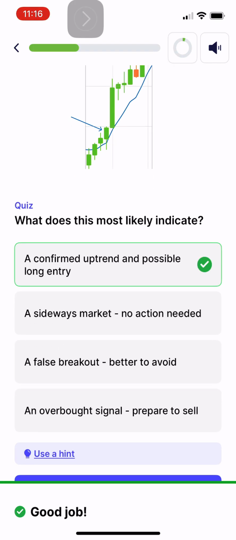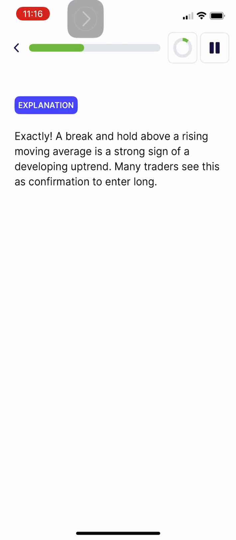Yes, you're right. Exactly. A break and hold above a rising moving average is a strong sign of a developing uptrend. Many traders see this as confirmation to enter long.